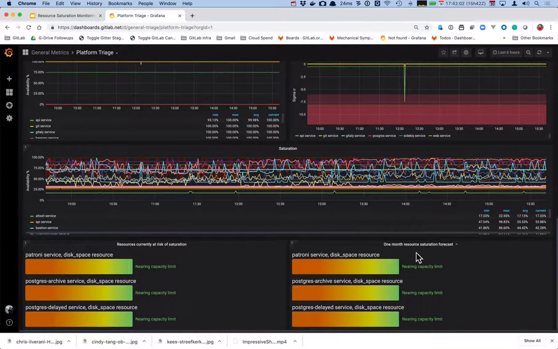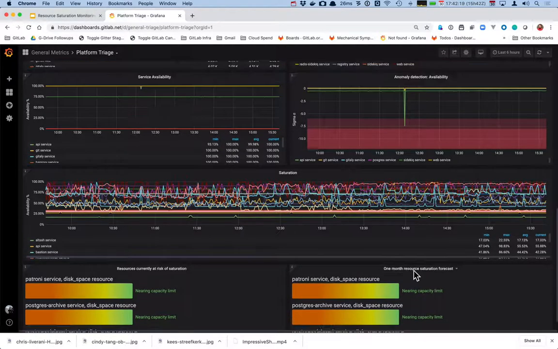Interpolating out 1 month into the future, we get the same report on the same resources because this is not being addressed. This is actually something that is currently being addressed. The disks on these machines will be increased soon. So this is something that is being worked on.